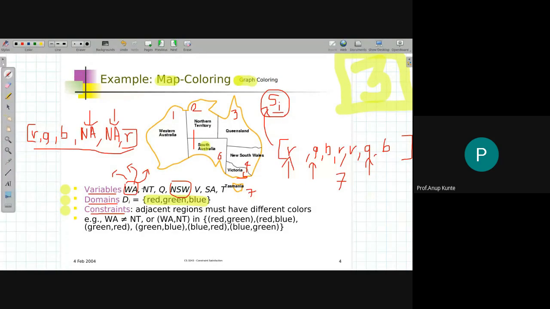Again, I have made a mistake. 1, 2, 3, 4, 5. This is the fifth one. 1, 2, 3, 4, 5, 6. Only 6 are there again. Okay, so this may be green, just putting some value so that it looks like a state. Okay, so this is a state.